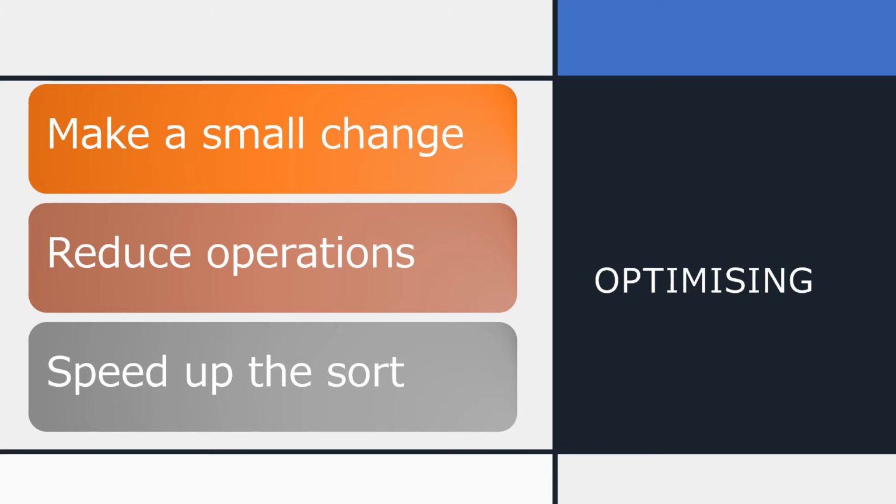Optimizing an algorithm doesn't mean changing it to a completely new algorithm. It means making a small change that will reduce the number of operations that the computer has to do. By reducing the number of operations, we'll make the sort complete its job more quickly.